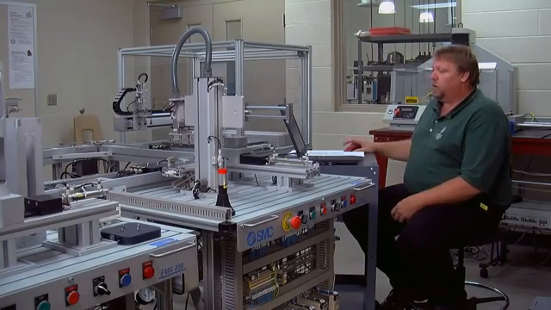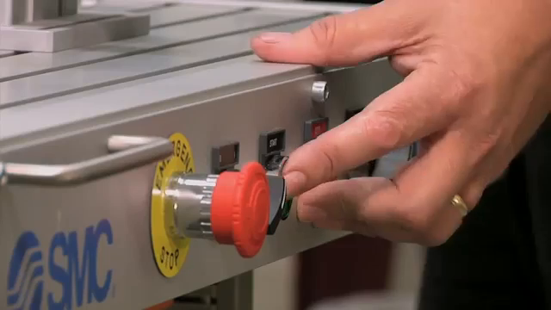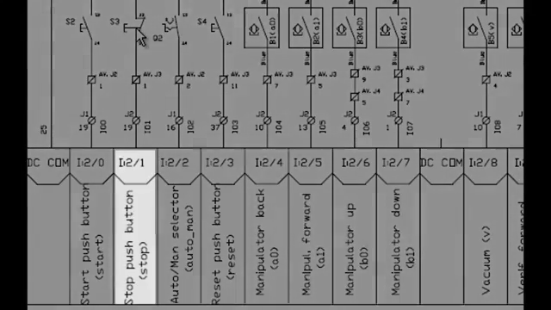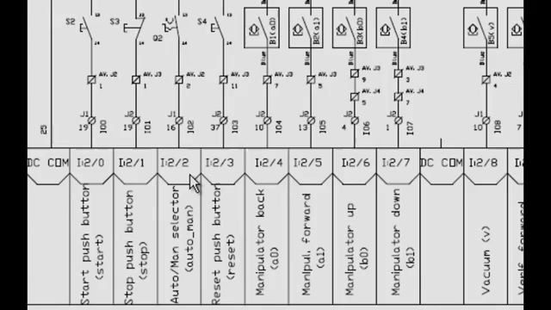So at this point I just want to go over a little bit closer with you. I:20 is the start push button, and I'm going to go ahead and push that right now. You can see it right here. This would be the push button. And our next one is our stop push button, and that's going to be located right here.